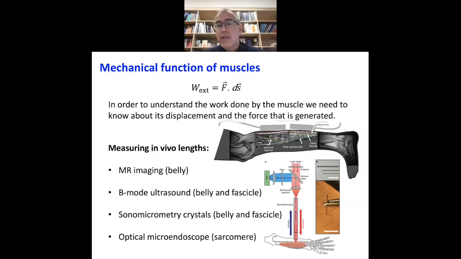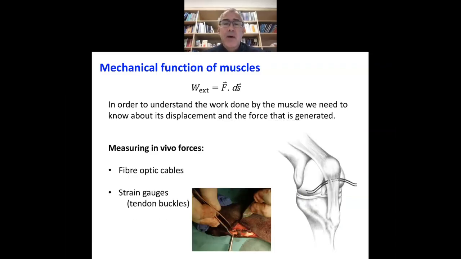So we have a range of methods by which we could quantify something to do with the muscle length, but muscle force is not nearly so easy. A few studies have tried putting fiber optic cables through tendons. In animals, you can put strain gauges on the tendons, like E-shaped tendon buckles, but this is only done in a handful of labs around the world.